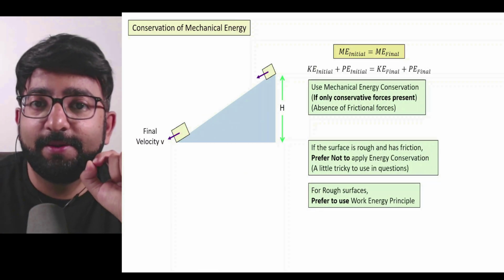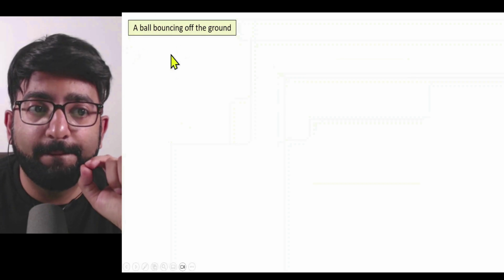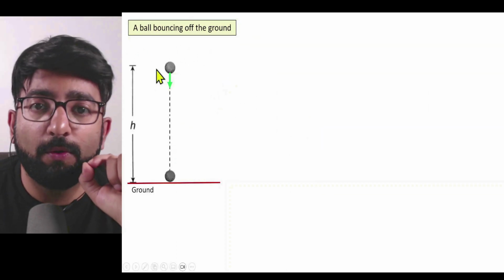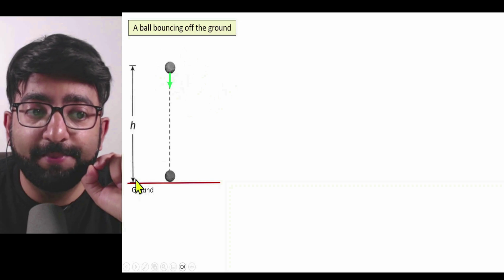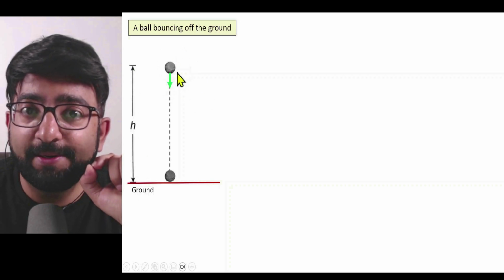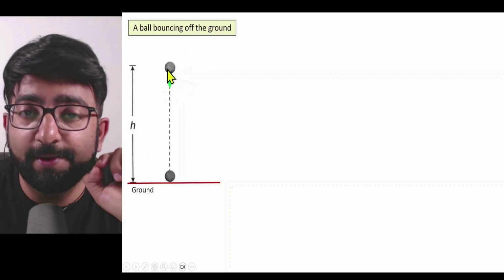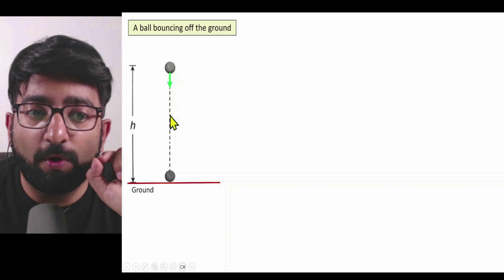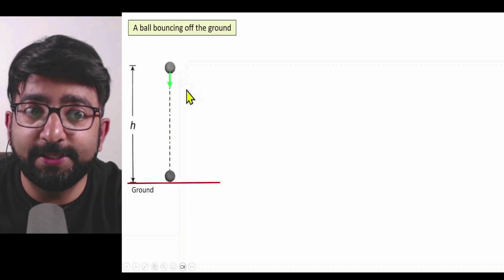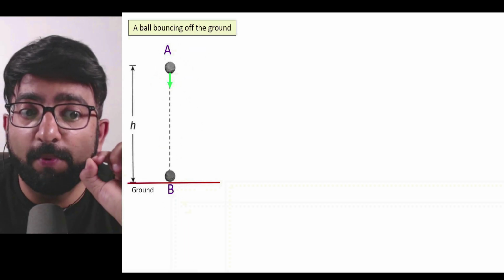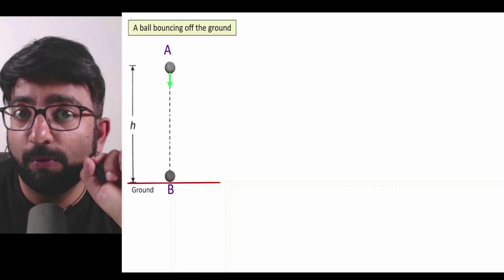Now let us understand this by taking a specific example of a ball bouncing off the ground. Imagine there is a ball kept at a height h above the ground and it is released from rest. As we release it, the ball is going to fall down towards the ground. Let's say we label the topmost point as A and the point where the ball hits the ground as point B. Now, when the ball hits the ground, it is going to bounce back up.